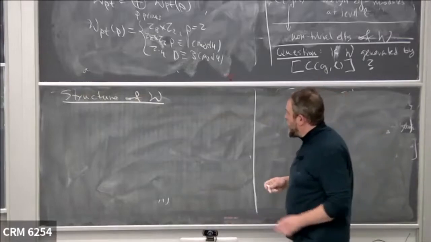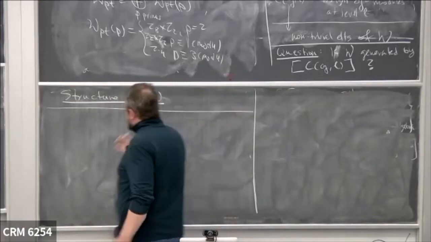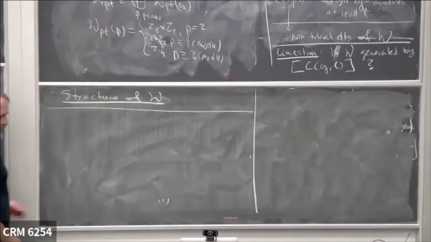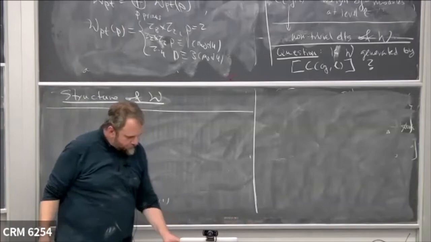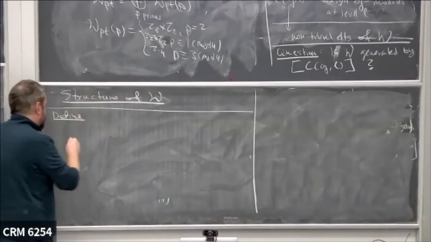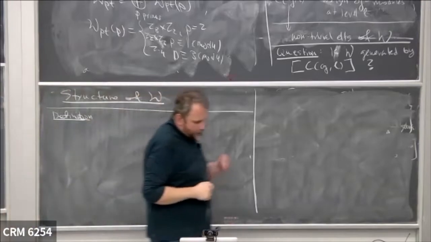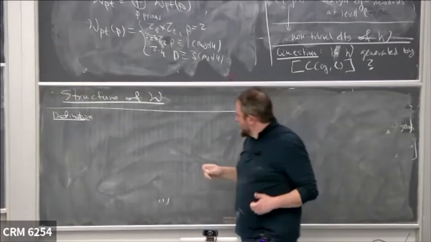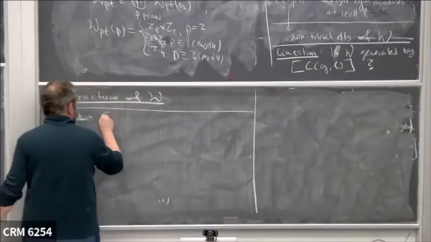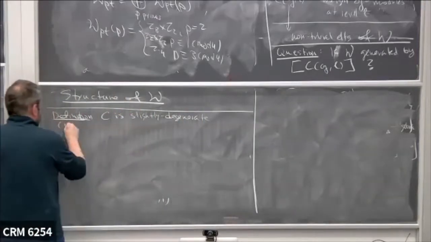And in order to address this, however, I will need to introduce some close relative of the Witt group called the super Witt group. So we'll define our... definition. Something like this I said before: we say that C is slightly degenerate or super degenerate.